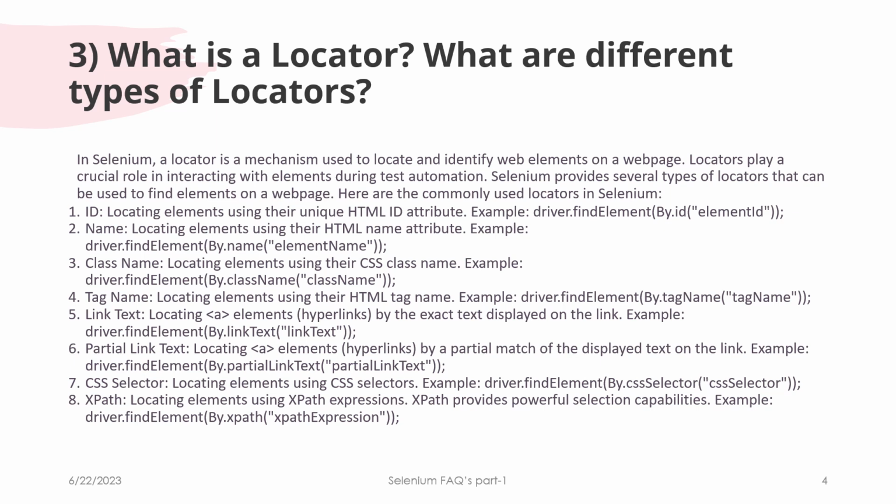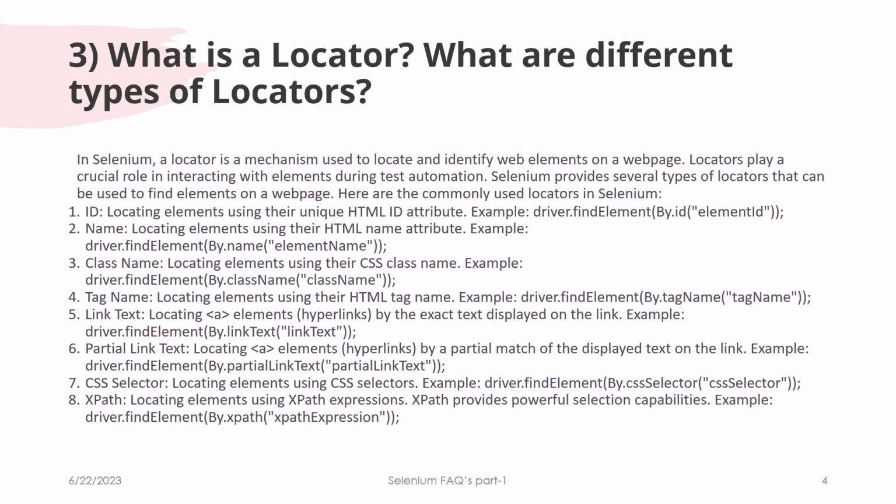You can find the examples here. The unique HTML ID attribute we can use to locate elements. Like the first one, driver.find_element(By.id, element ID). So we can locate elements using ID, and using name, like By.name, element name. With the class name also we can use, with the tag name, and the link text and the partial link text also. So locating elements by partial match of the displayed text on the link. You can find the example there, By.partialLinkText with the attribute value.